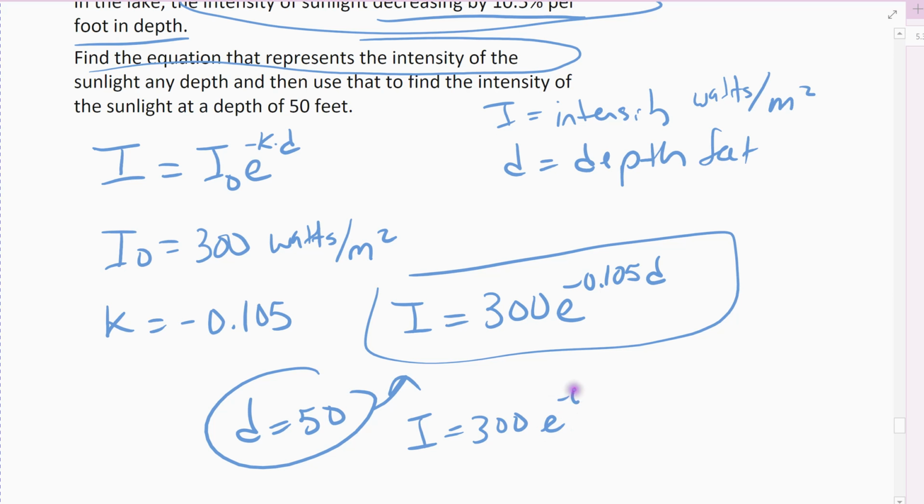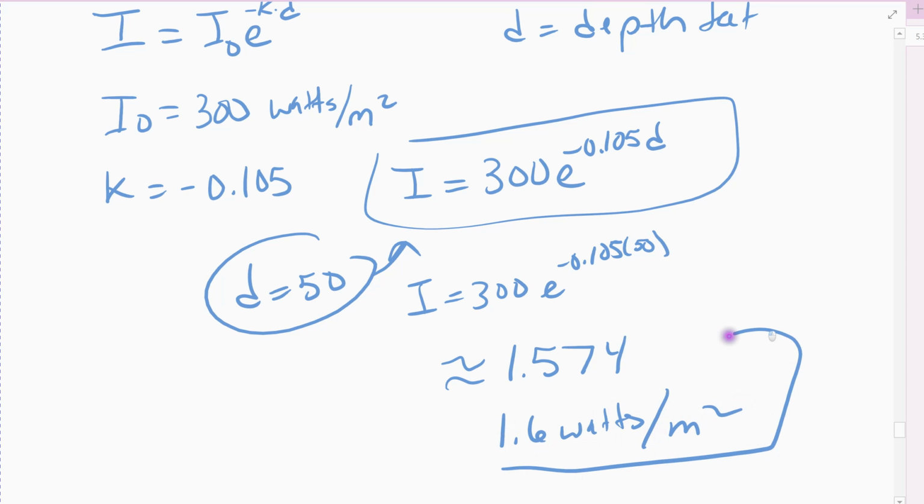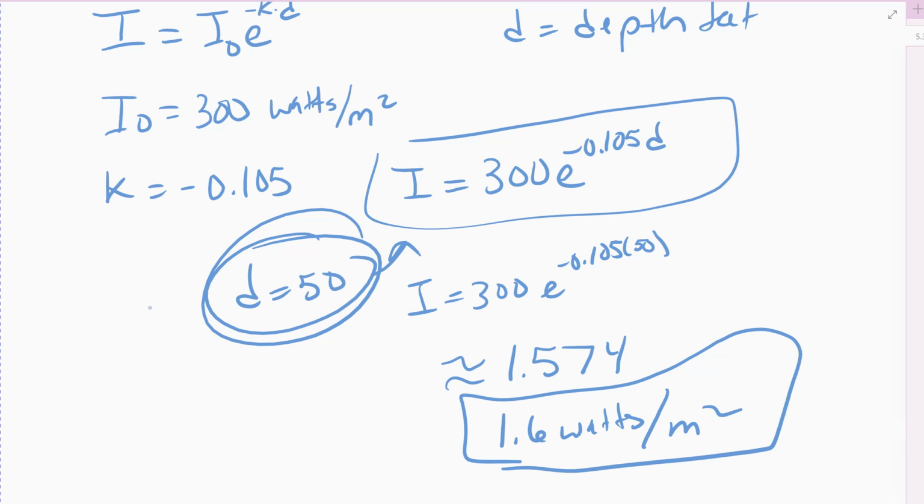And really the biggest thing here is just make sure you're careful when you plug it in. And so it comes out, not a whole lot of intensity, 1.5. So basically, it's very dark. So I'm just going to round to 1.6 watts per meter squared. You can't see very far. It's very dark at that point, and it should make sense. 50 feet is pretty far down into the pond. The intensity is very slim at that point. Probably couldn't see at all.